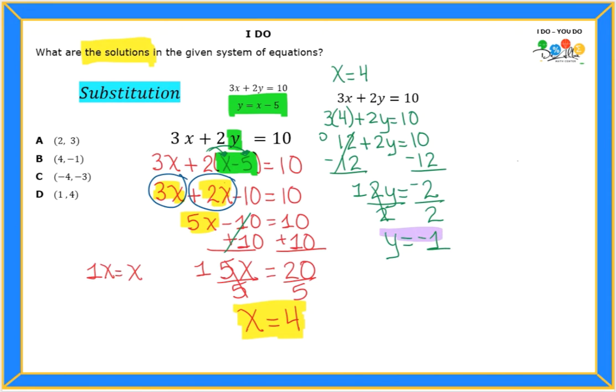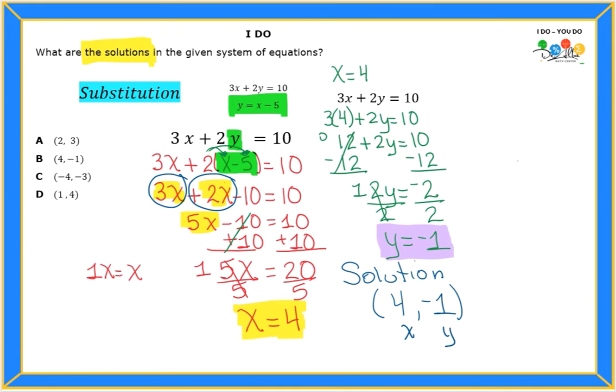So what did I find now? Well, now I found the value for y. So did I find the solution? Yes, I think I did, right? Because the solution needs an x and a y value. So let me write it down over here. So my solution will need an x and a y value. And I already have the x. The x is 4 and the y is negative 1.